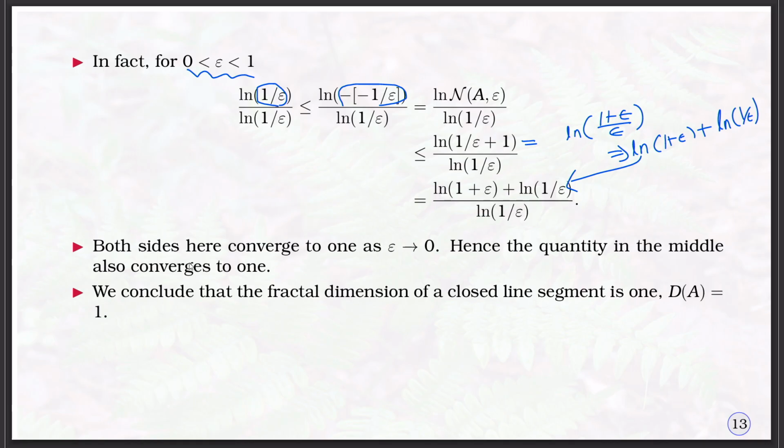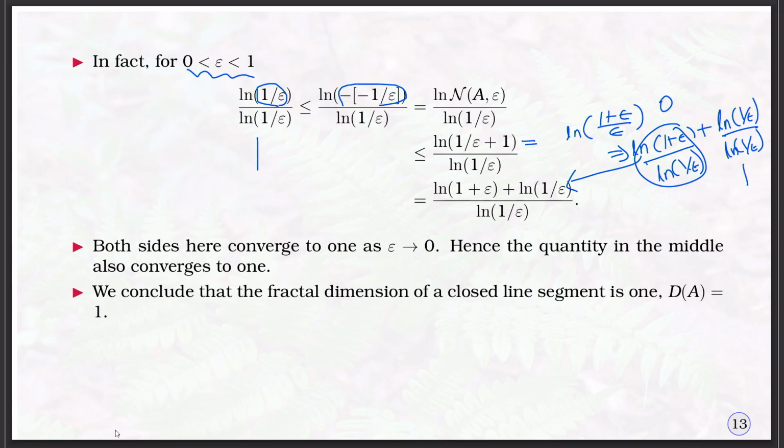Now, both the sides here converge to 1 as epsilon tends to 0. If epsilon tends to 0, you can see this quantity is ln of 1 by epsilon. If epsilon tends to 0, 1 by epsilon will get larger, therefore ln of the large number will tend to infinity. So, 1 by this one we can get 0, this one equal to 1, whereas this side also 1.